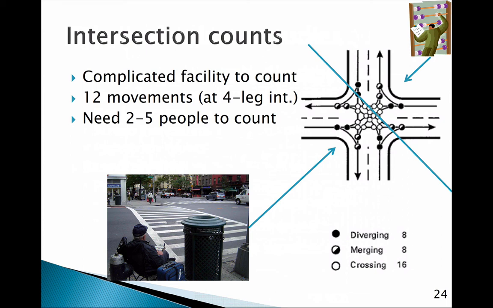And so as the slide indicates, to do this manually or by hand can be pretty complicated if it's a busy facility, if there's a lot of lanes, if there's right turn lanes, people kind of sneak by the right turn lanes on red, so it's hard to see everything. So rule of thumb, you need usually 2 people to count an intersection.